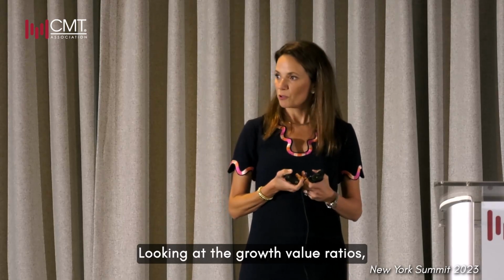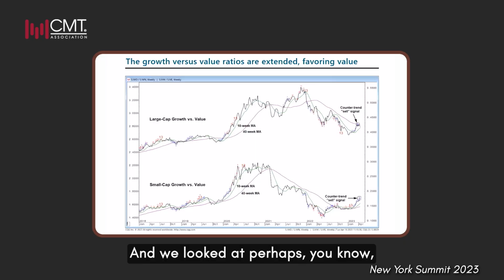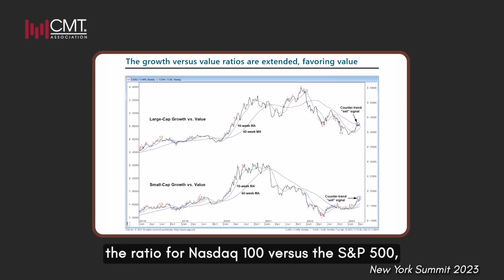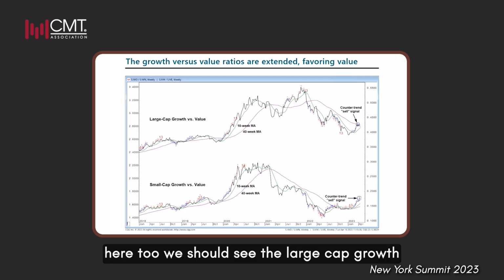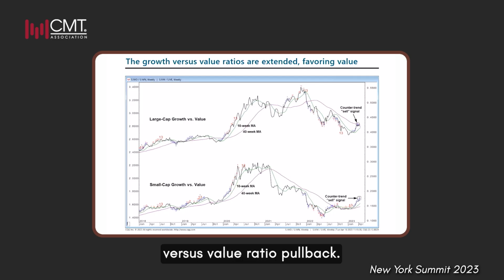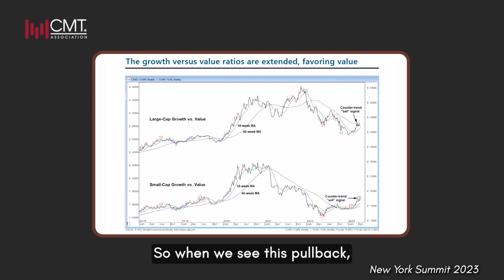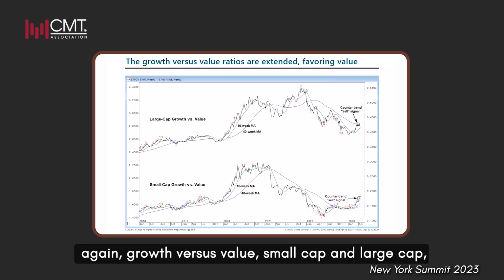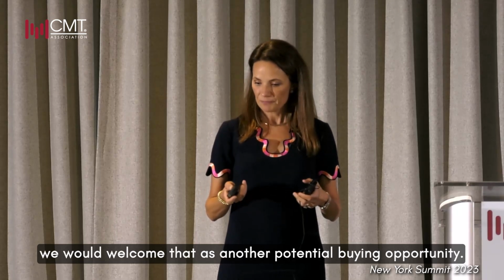Looking at the growth value ratios, I think these are really fascinating right now. And we looked at perhaps the ratio for Nasdaq 100 versus the S&P 500 as likely to give way to a pullback. Here too, we should see the large cap growth versus value ratio pull back. But there are some indications, especially looking at the small cap comparison, that we have seen a rotation into growth that's somewhat meaningful. So when we see this pullback, again, growth versus value, small cap and large cap, we would welcome that as another potential buying opportunity.